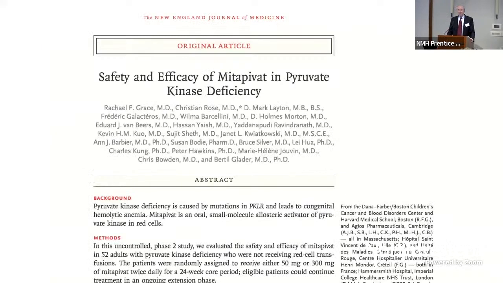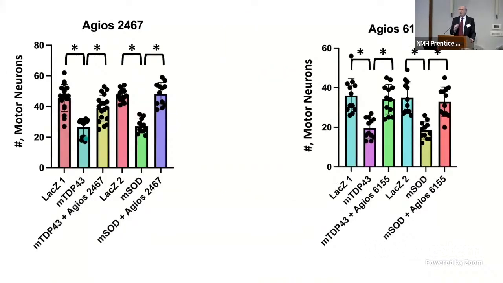I happened to be reading the New England Journal one day, and I came across this article. It has to do with a type of hemolytic anemia. But this company, Agios, had made a pyruvate kinase agonist. So we took those pyruvate kinase agonists and applied them to our culture system. We have spinal cord neurons growing on astrocytes. We express FALS genes, familial ALS genes. And when you stimulate pyruvate kinase, you actually get neuroprotection.